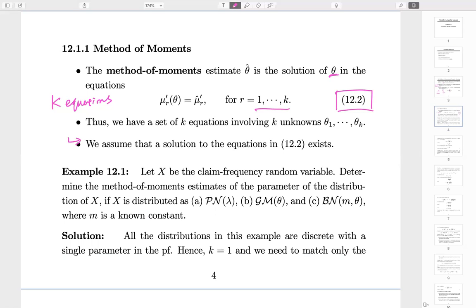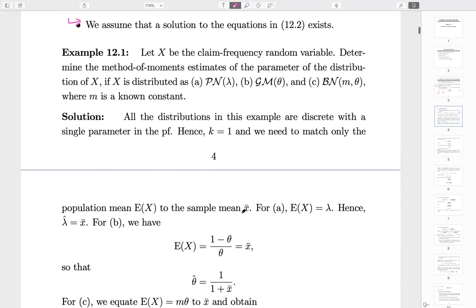X here is the claim frequency. We study three choices. The first one is a Poisson. For Poisson, well, we already know, right? For Poisson, the theoretical mean is the parameter. So that's what we have done here.